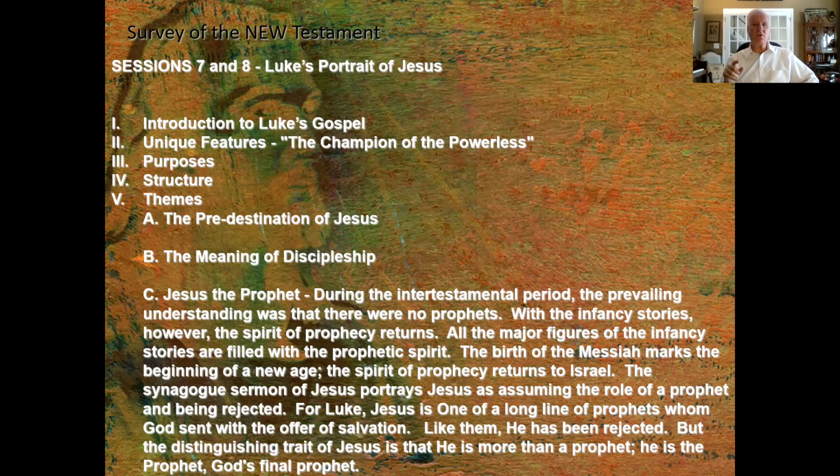But the distinguishing trait of Jesus in the Gospel of Luke is that he is more than a prophet. He is the prophet, the premier prophet, God's final prophet.